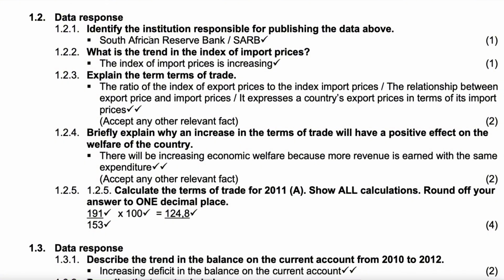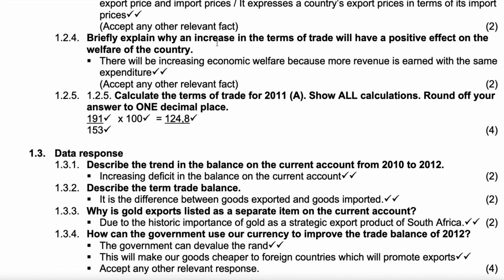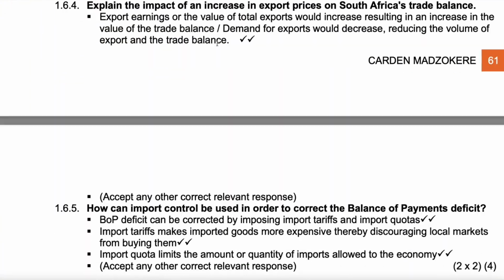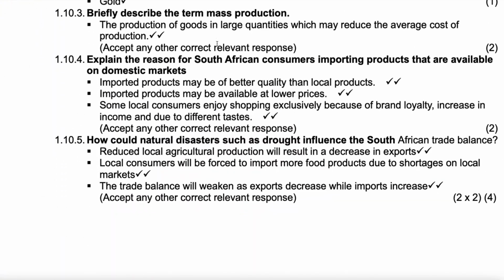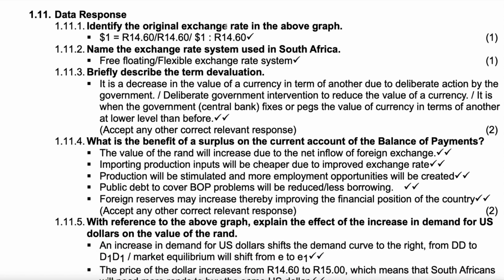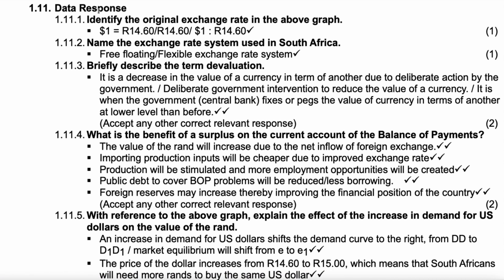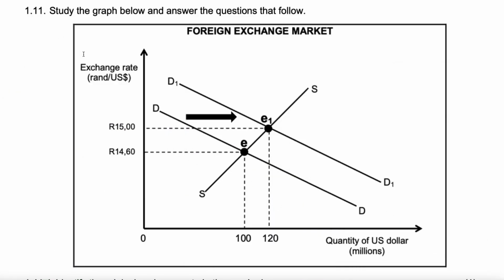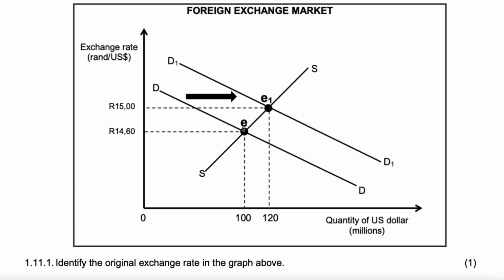Okay, so let's look at the first one. We said identify the institution. That's the South African Reserve Bank. Something is wrong here. Oh, okay. Now I know what's wrong. I did not move it to 11 because this is 11 years. Okay, so identify the original exchange rate in the graph above. That's $1 is equivalent to 14 rand. And then name. And remember, this is when I was telling you that you do not say E. Okay, I think you got it.